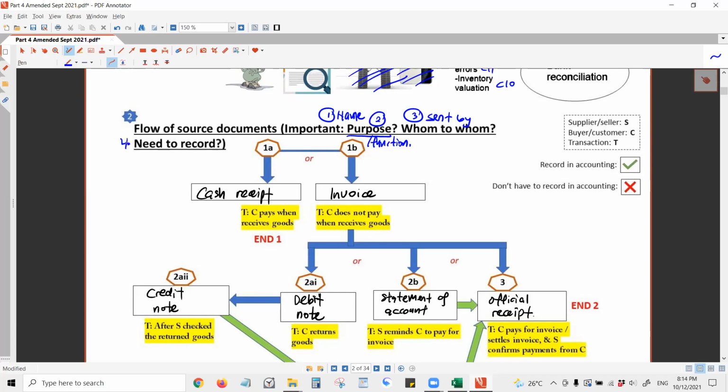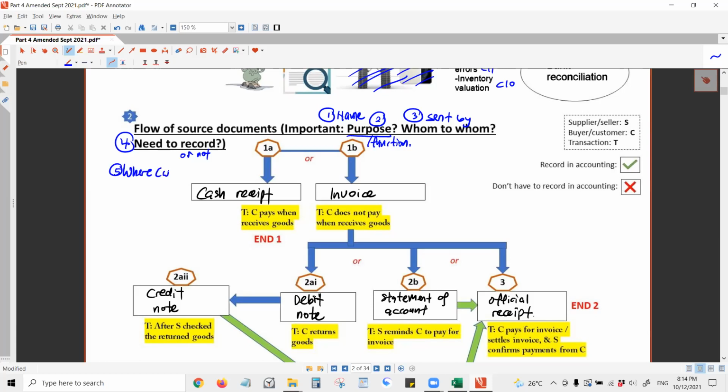Number 4, you also have to know documents that you are looking at, whether you need to record or not. Okay, some documents you don't have to record. Later I tell you what they are. Number 5, once you have known whether you have to record a certain document, you have to know where to record. So you continue to write where to record.